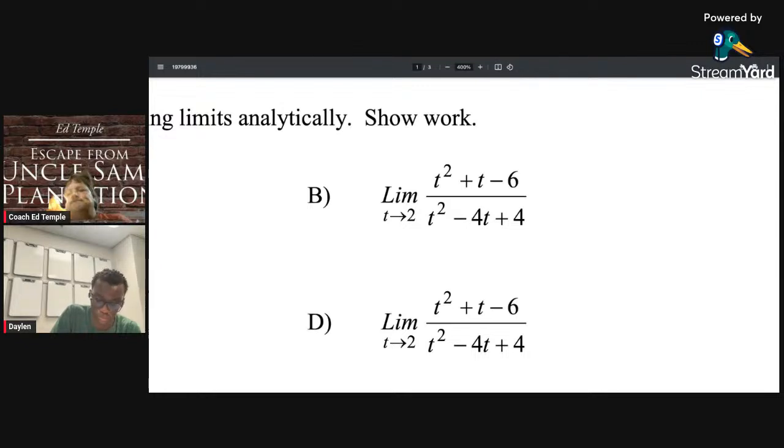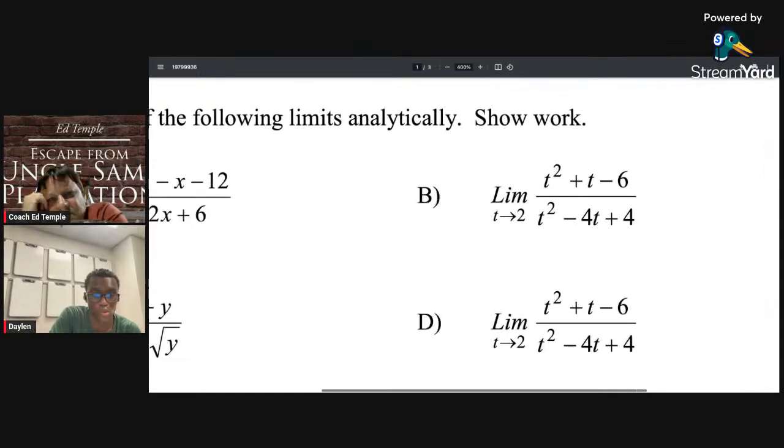Now let me look at the directions real quick. What does this say? Does it say determine the limits analytically? And then it says show your work. Well, analytically could be from graphing, from anything. Is that all it says on the directions? Okay.